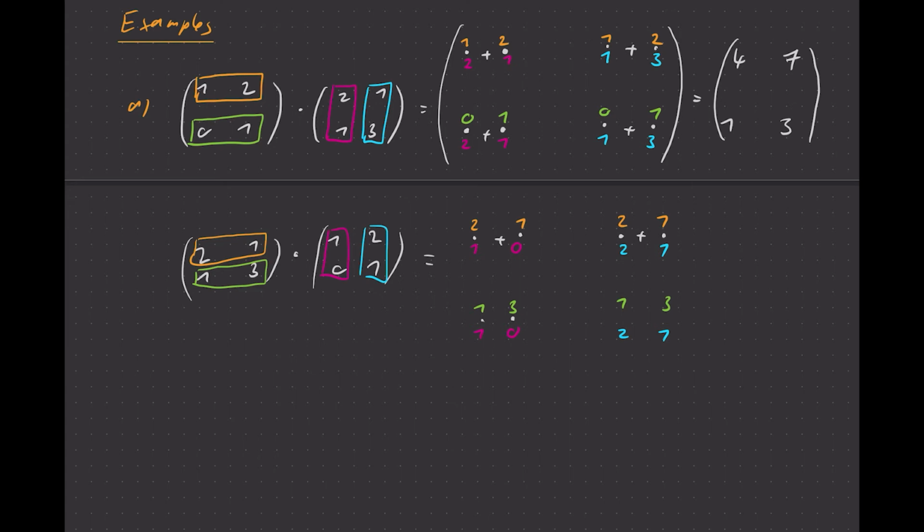We need to multiply the entries and sum up the results. So that's our resulting matrix. And what do we get? Well, this is 2 plus 0. That's a 2. Here we have 4 plus 1. That's 5. Here we get 1 plus 0. That's 1. And here we have 2 plus 3. That's again a 5.